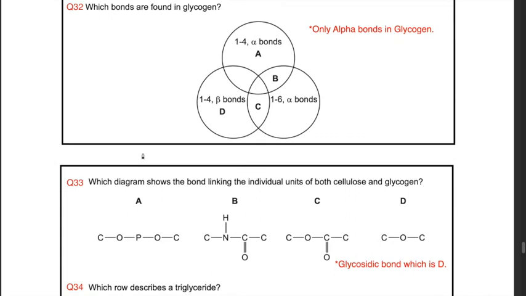Question 32. Which bonds are found in glycogen? Glycogen is a polymer made up of alpha glucose only. It doesn't have any beta glucose in it, therefore won't have any beta bonds. Hence, answers C and D are incorrect. If you look between answers A and B, glycogen is a branched molecule and all branched molecules do have 1,6 linkages. Hence, since glycogen is branched, it will have both 1,4 as well as 1,6 alpha bonds, leaving us with the answer being B.